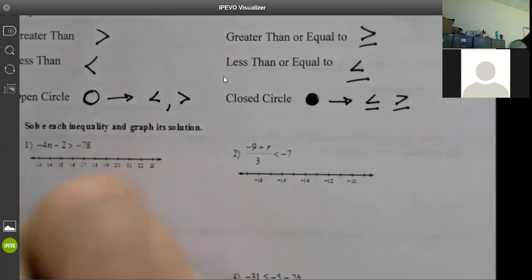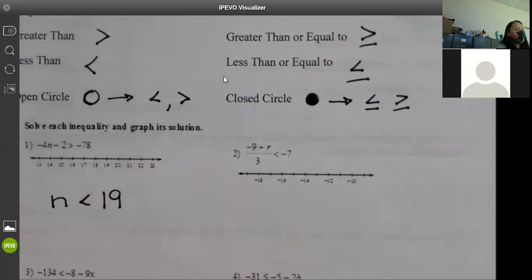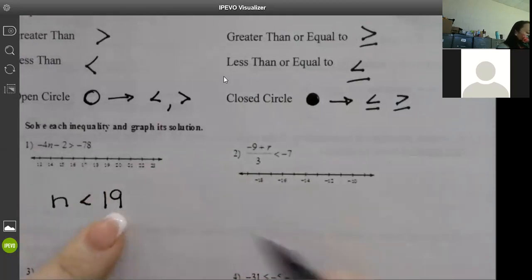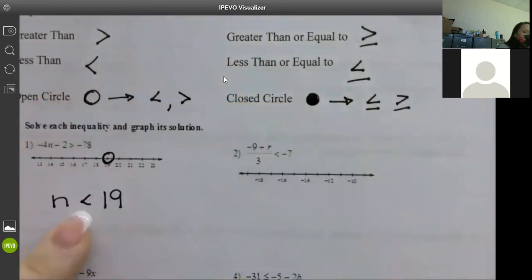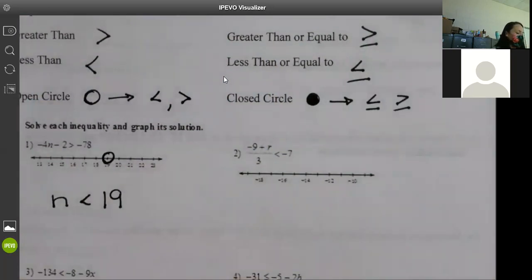So on ours, we had n is less than 19. N is less than 19. So we're going to find 19, and because it doesn't have a line, we're just going to put an open circle. And I over-exaggerate mine so that you guys can see it. I want to be able to see that it is an open circle, okay?